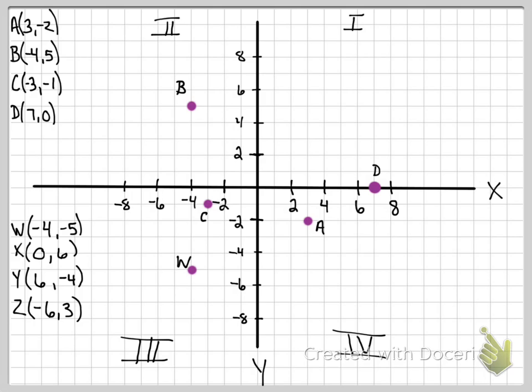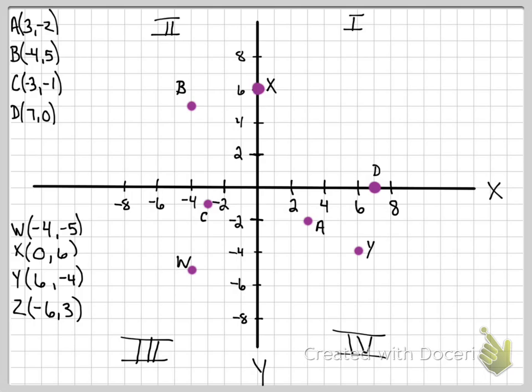Point X. Do I go left or right any? Nope. Then I just go up or down 6. Up 6. So point X is right on. What's the location for point X? Y-axis. All right. What about point Y? I go right or left 6? I go right 6 and then down 4. 6 is positive. Right 6, down 4. Point Y.